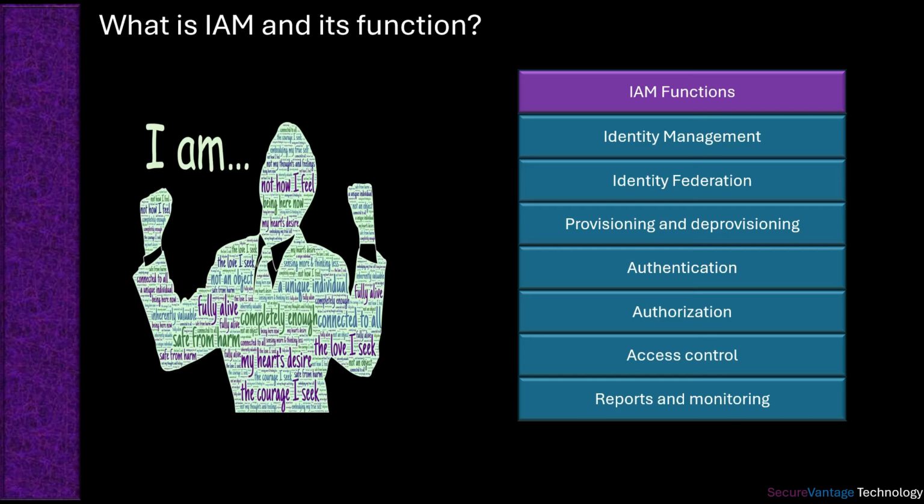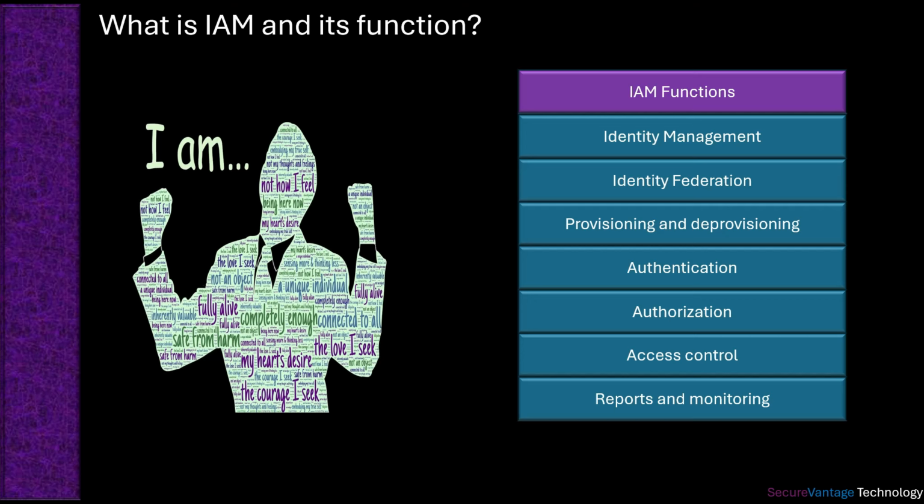Let's discuss what is IAM and its core functions. Identity and access management is a framework of policies and technologies that ensure the right individuals or systems have the appropriate access to technology resources. In simple terms, it manages who has access to what and under what conditions.